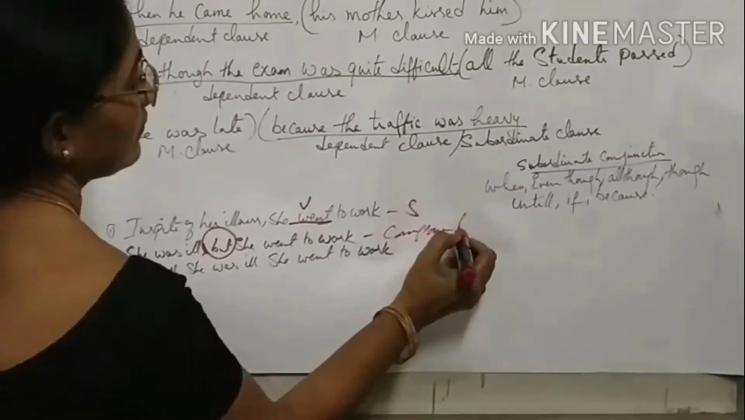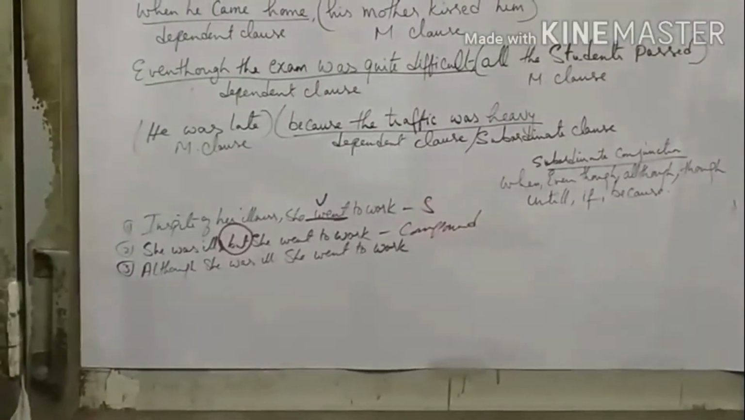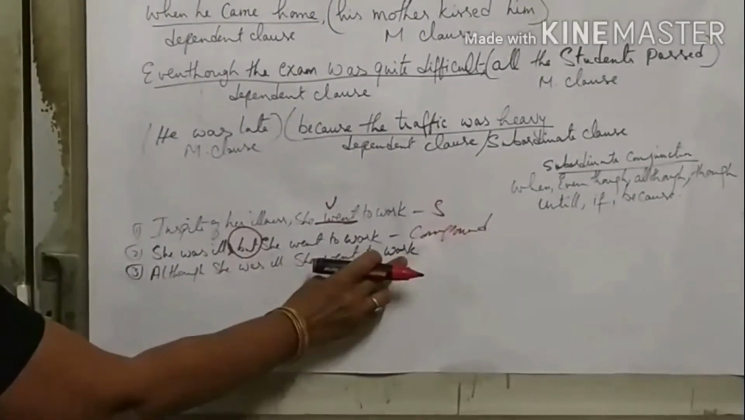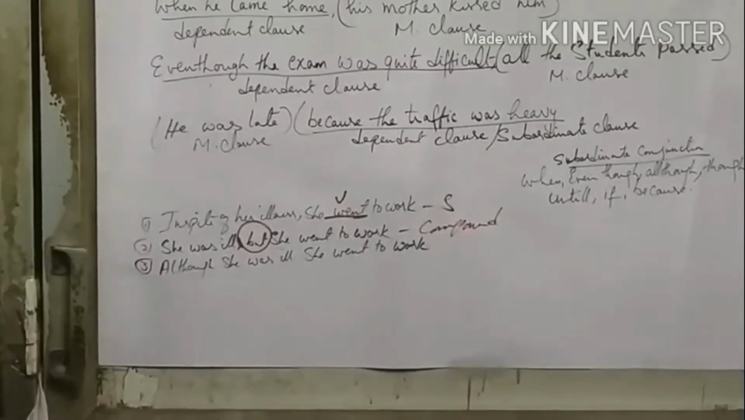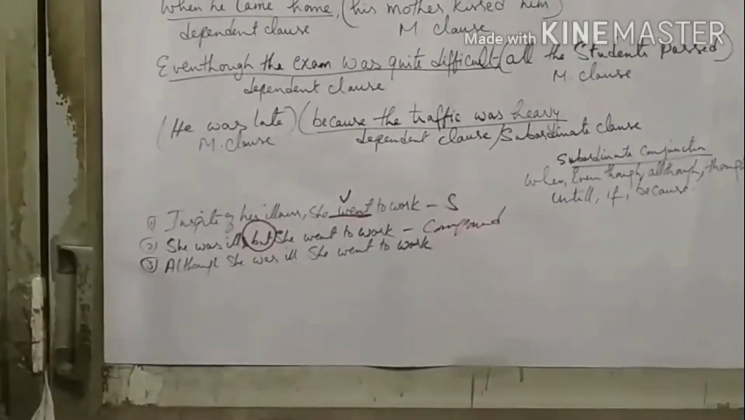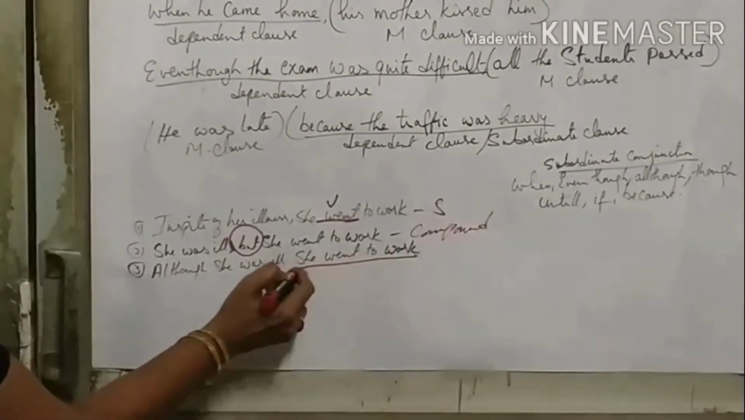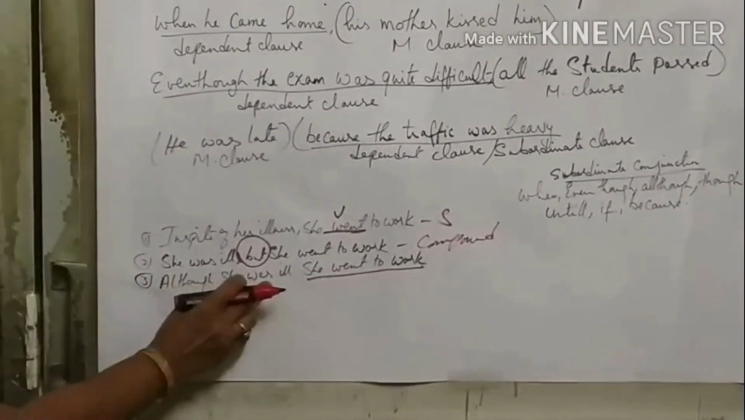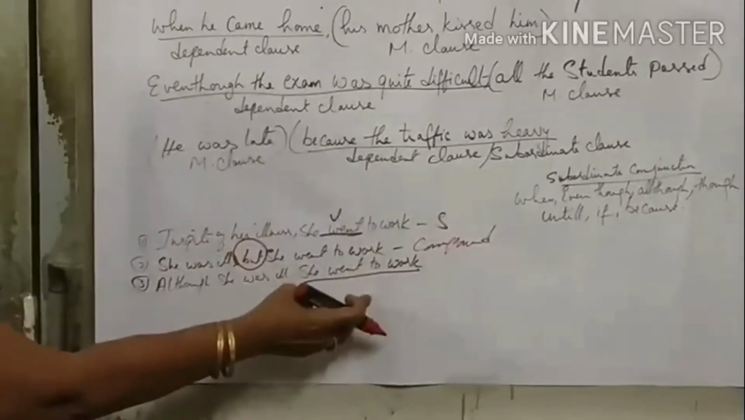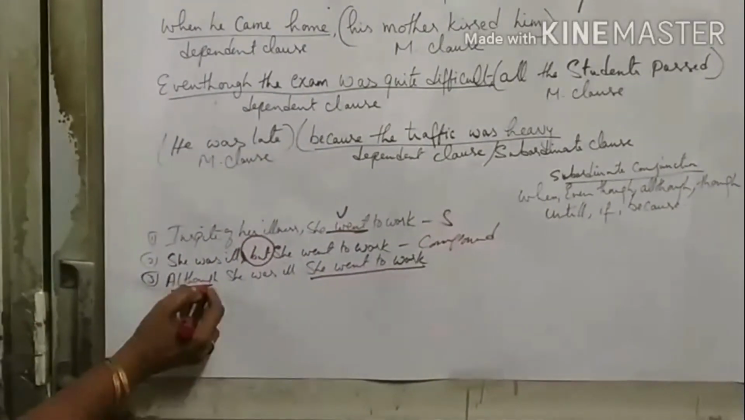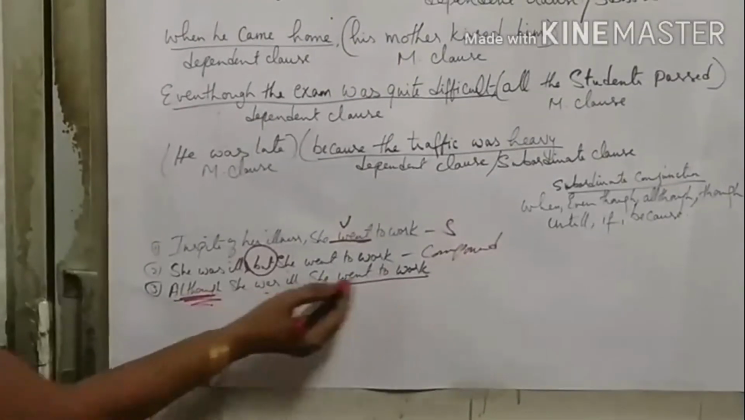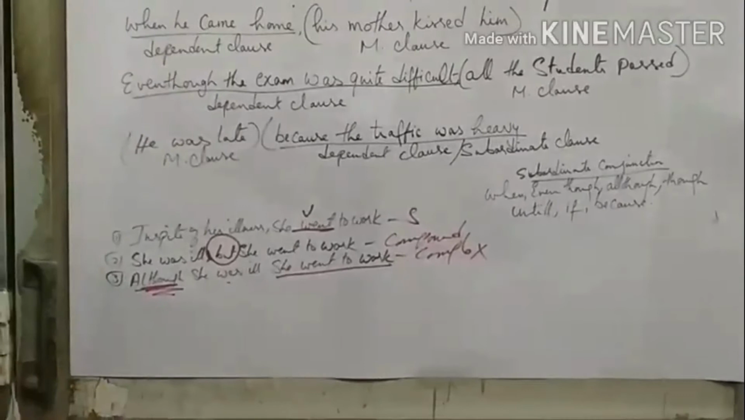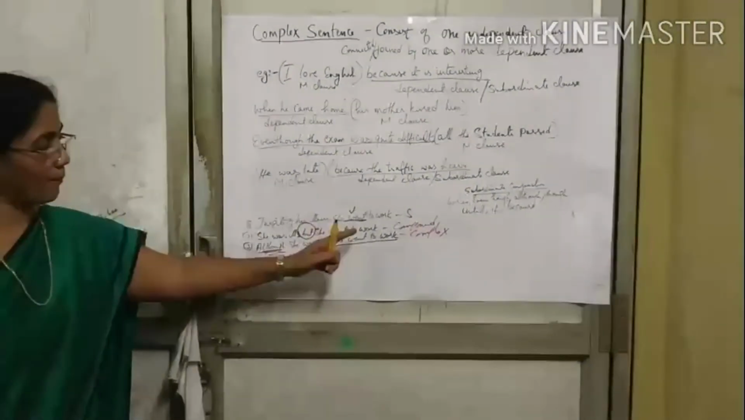Have you understood? Now come to the third point. Although she was ill, she went to work. Now you have to find out the main clause in the complex sentence. What is the main clause? She went to work. This is the main clause. Then you have although she was ill. So this subordinate clause is dependent on the main clause. So it begins with although, a subordinate conjunction. So this is a complex sentence. Is it clear? Simple, compound, complex.